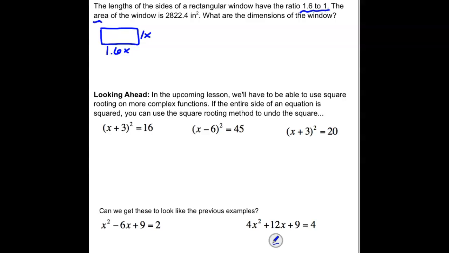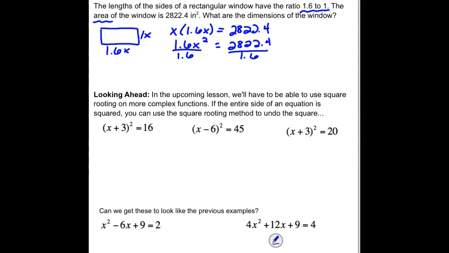Now the area of a rectangle is length times width. So if we take x times 1.6x, we should get the area of 2,822.4 square inches. So we really end up with 1.6x squared equaling this. So it's really the same type of question we've been solving, we just have some decimals involved. So grab your calculator and divide both sides by 1.6. We end up with x squared being 1,764. And when we square root that, we have plus minus 42.